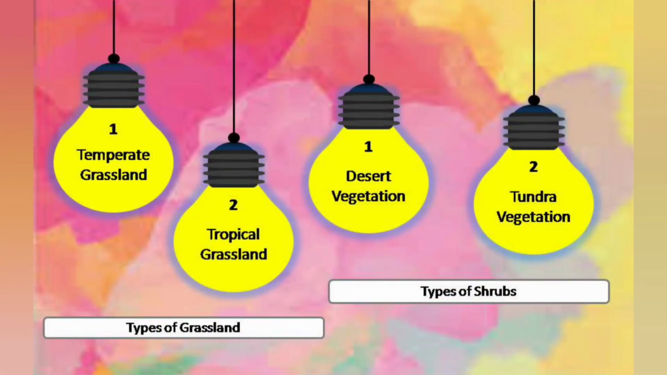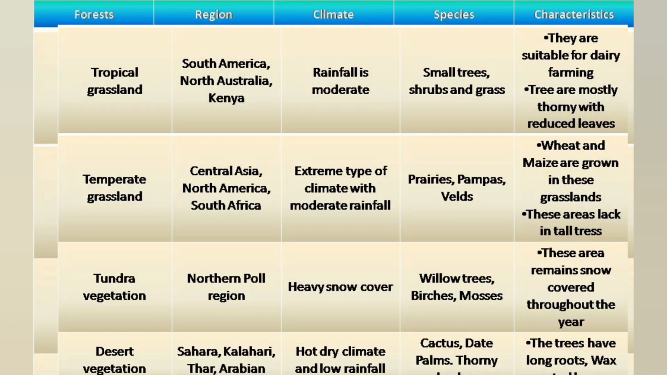Now, as you can see in the bulbs that are given, types of grasslands, temperate and tropical, and types of shrubs, that is desert vegetation and tundra vegetation. Now we will understand these by a chart. Firstly, what is grassland? They refer to the regions of the world that are covered with thick and green grasses. These are found in the areas of moderate rain. The first one is tropical grassland.